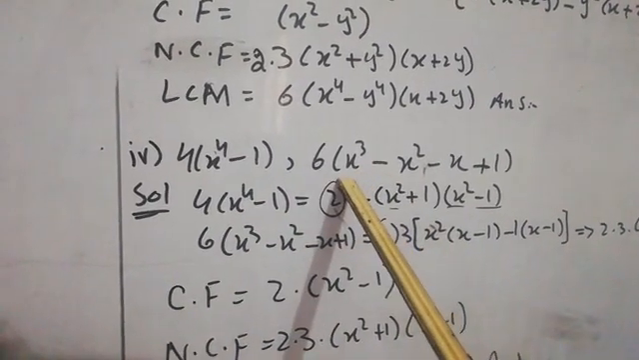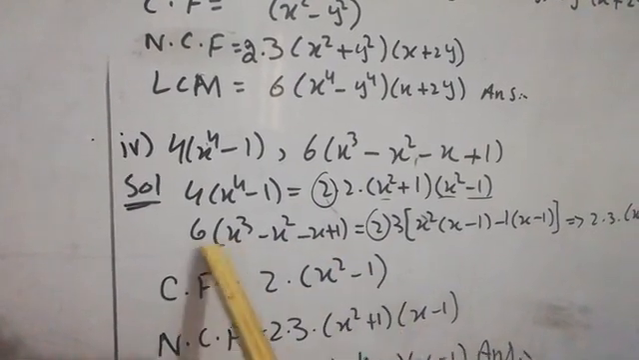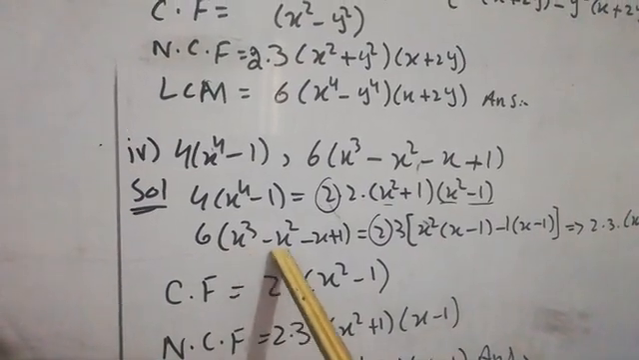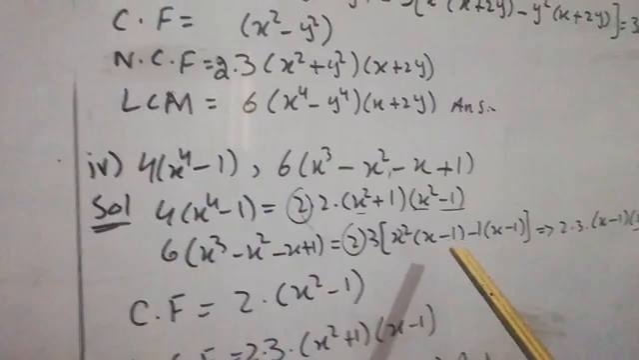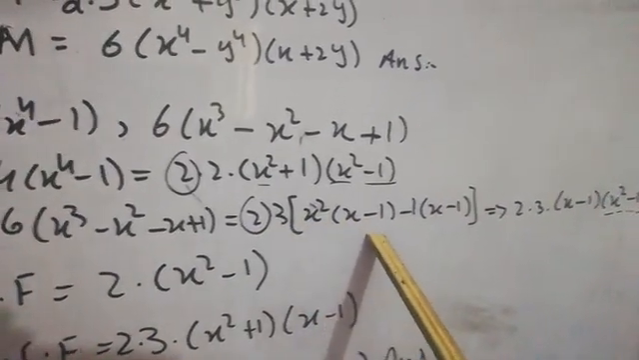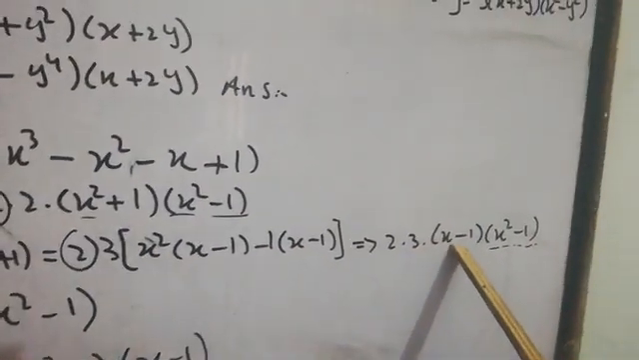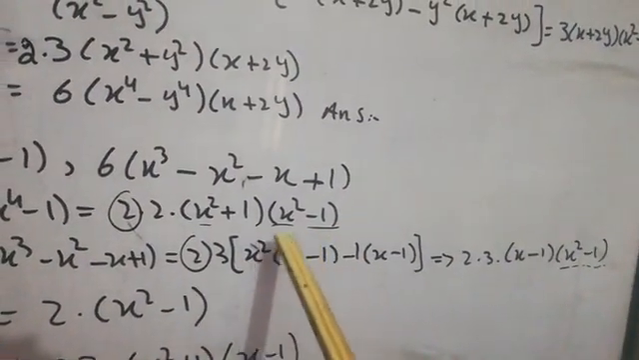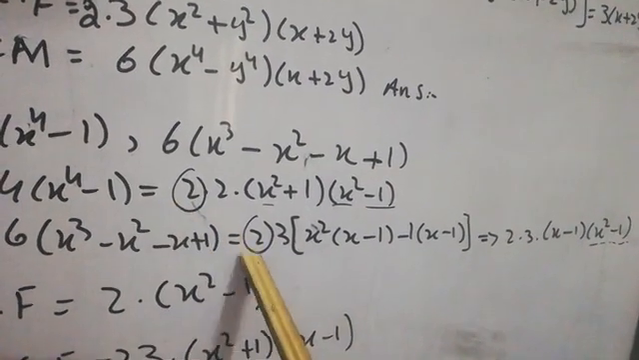Now we will take the second expression, 6x cube minus x square minus x plus 1. 6 becomes 2 into 3, and take x square as common from the first two terms and minus 1 as common from the last two terms. We will get the expression 2 into 3 into x square into x minus 1, minus 1 into x minus 1. So 2 3s are 6, and it becomes x minus 1 and x square minus 1. Dear student, here I have dotted a line and circled the common factors between these two expressions.